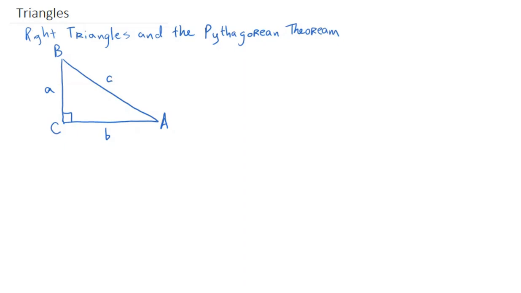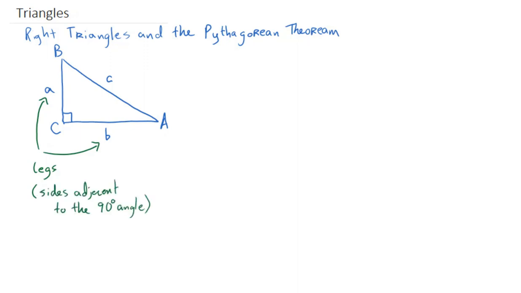So then there's some names here that matter. A and B are both called legs. And again, they're all sides in general with a triangle, but when we're talking about right triangles, we call A and B legs. They're always going to be the sides adjacent to the 90-degree angle. So the sides adjacent to the 90-degree angle, we always label A and B, and they're called the legs of the triangle.